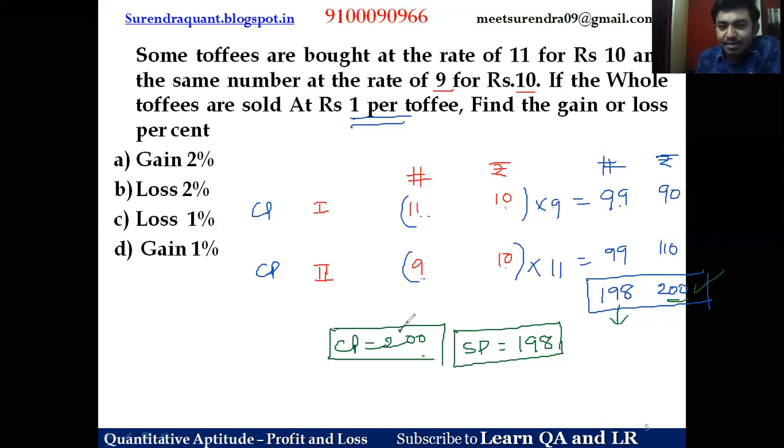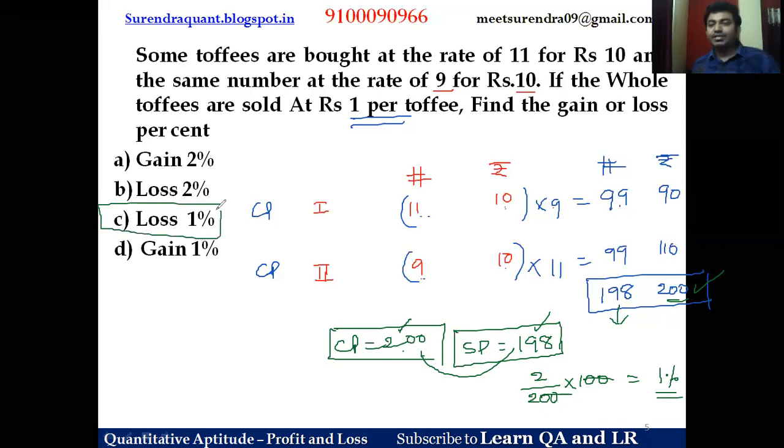Now, CP 200, SP 198, so there is a 2 rupees difference on how much? On CP 200. To convert into percentage, out of 200, the 2 zeros get cancelled, 2 by 2, so there is 1% loss. So there is a loss of 1%. So try to make the number of articles the same. Let's do one more such question.